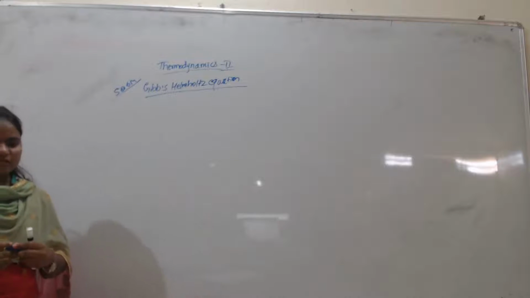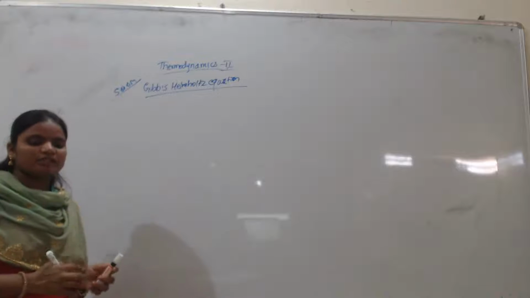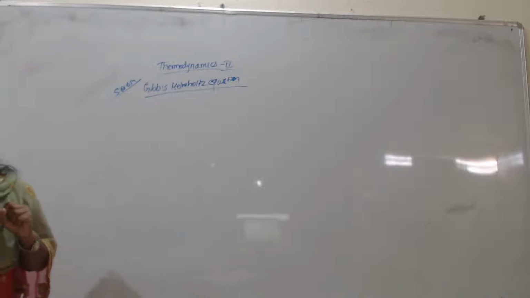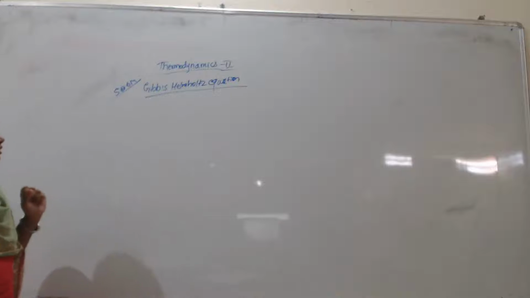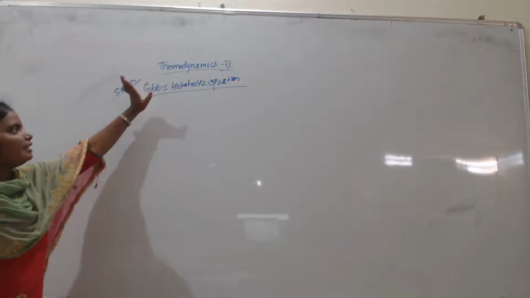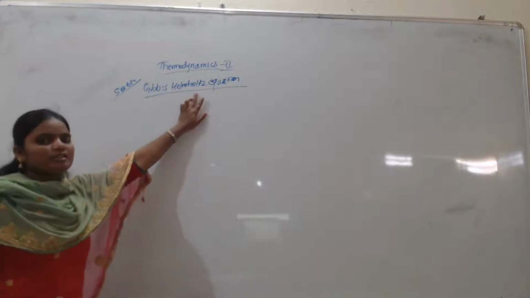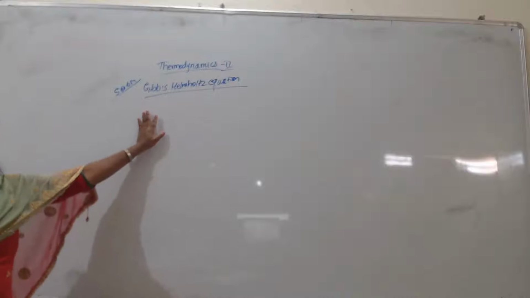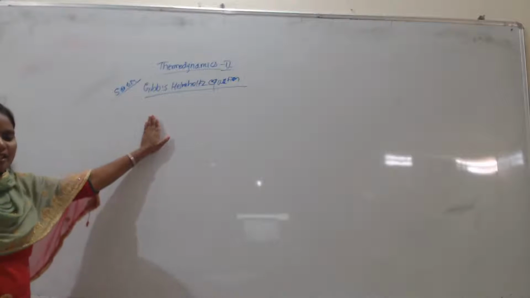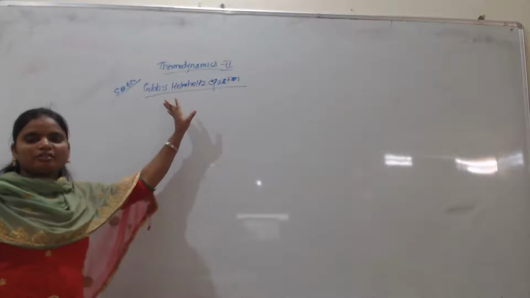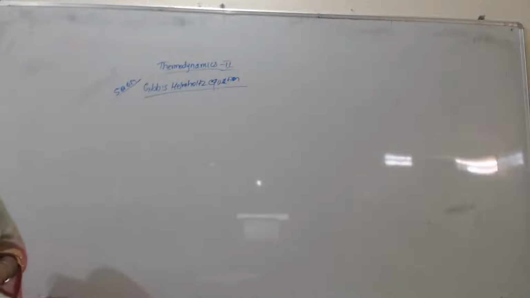The Gibbs-Helmholtz equation comes from two equations, one by Gibbs and the other by Helmholtz. Sorry, one is the Gibbs equation and the other is the Helmholtz equation. These two equations combined are referred to as the Gibbs-Helmholtz equation.